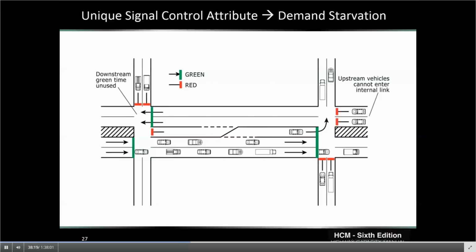And so as a result, the calculated capacity, or the G over C, the effective green to cycle length ratio for that westbound through movement is really overestimating the true capacity because a lot of it is not being utilized. So the method contains explicit estimation of that demand starvation effect, which is then subtracted from the true available capacity to get a realistic estimate of delays and queue lengths.